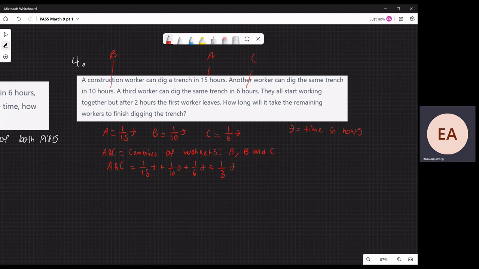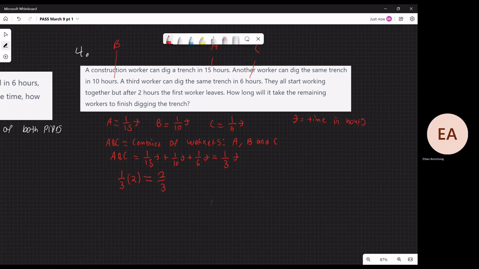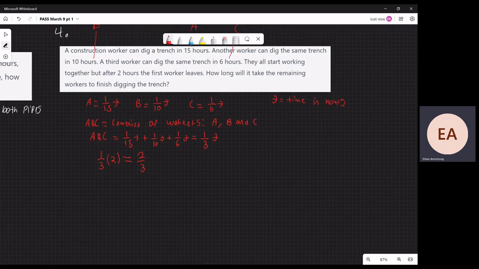And so they were all working together for 2 hours. That means that since they're working for 2 hours and they can build a third of a trench every hour, they've built 2/3 of a trench. Then after that, worker C left.